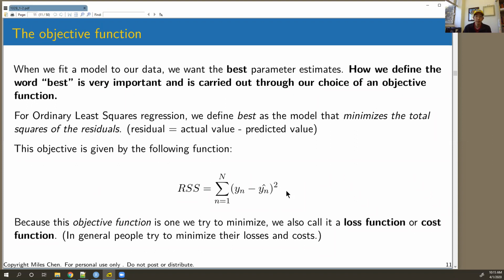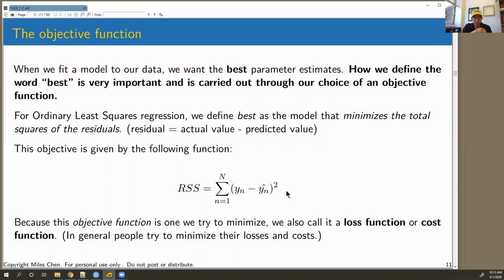Okay, so this brings us to the topic of the objective function. When we fit a model to our data, we want the best parameter estimates. We want the best ones. And so how do we define what it means to be the best? How you define the word best is very important, and that's going to be carried out through what you choose to be your objective function.